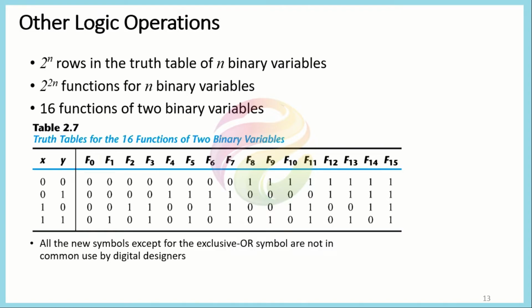We will now be representing a two variable system in the form of 16 different binary functions, which are denoted from F0 to F15. We will be seeing them in detail, what these 16 functions are and how they are related to the two inputs X and Y.